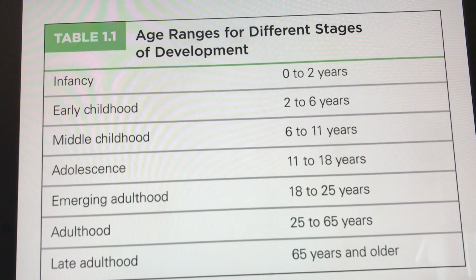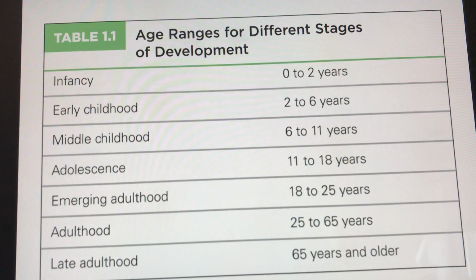In terms specifically of human growth and development, there are 7 broad developmental categories that we want to make sure you're aware of. The first category is infancy, and it goes from 0 to 2 years of age. The second category, early childhood, from 2 to 6. Middle childhood, 6 to 11. Adolescence, 11 to 18. The emerging adult, from 18 to 25.